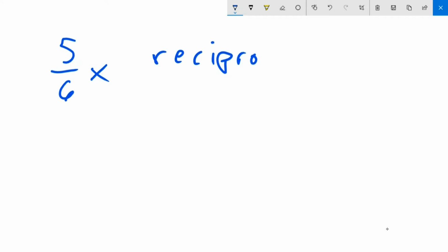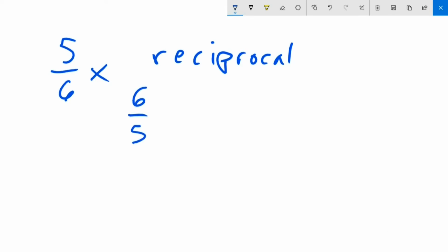Let's, for example, say we have 5/6x. How are we going to get rid of this 5/6 next to this x over here? Well, the easiest way is to multiply by the reciprocal. Anyone know what that means? Reciprocal is where you take the fraction and you just flip it over. So 5/6, you flip it over, and now you have 6/5.